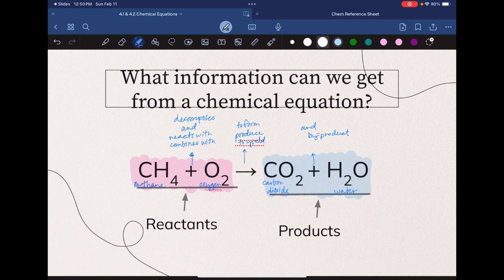Sometimes you can have one product. Sometimes you can have multiple products. It's okay. It doesn't always have to be equal, the amount of reactants and products. But you do have to make sure that whatever elements are on one side do pop up on the other. Also, a word could be synthesizes. So these could synthesize together to form something else. But those are some ways that you can read a chemical equation.